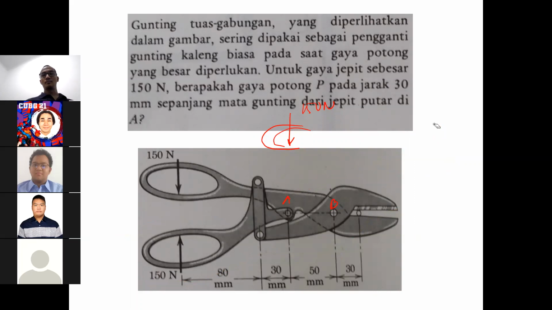Now, for the bottom part, how many free body diagrams do we have to draw? 3. 3, which? The handle. This one you don't have to draw, right? Oh, that one is a 2 force member. So only 2. Yes, only 2. Remember, you don't have to draw the free body diagram of the 2 force member. Okay, the first one is the handle. Let's draw the handle.